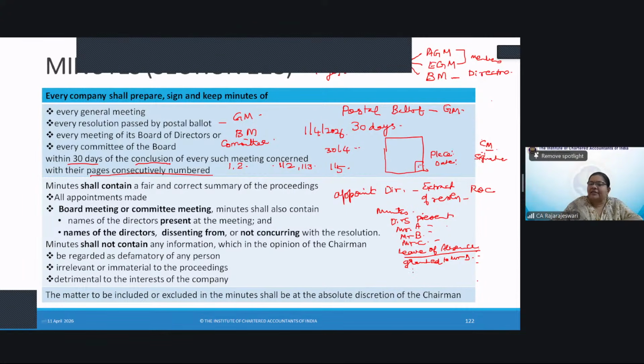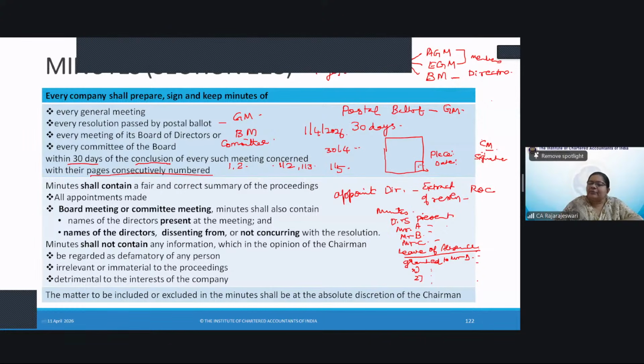After that, the chairman, it will start like this: the chairman, after ascertaining the requisite quorum, called the meeting to order, and one after the other, whatever is the agenda, they will record it.